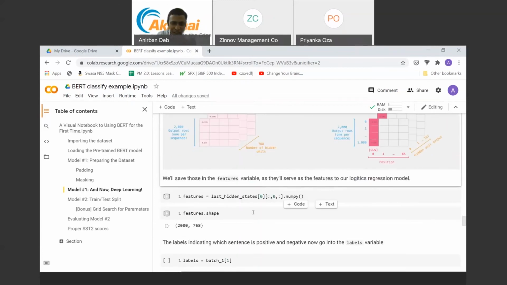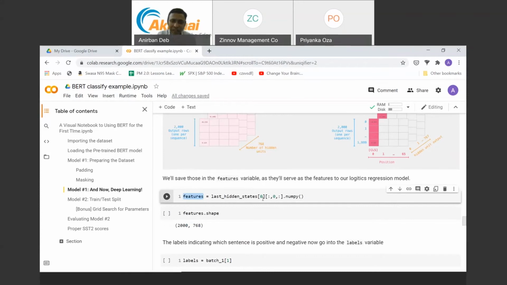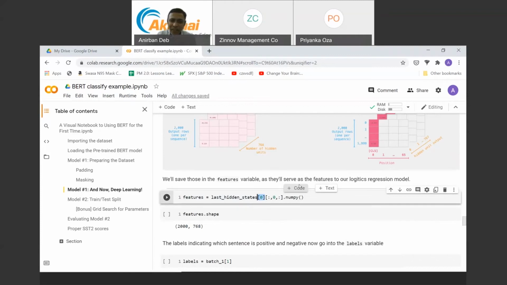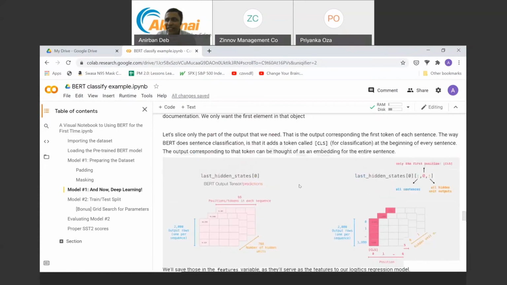What you can see is the shape of this. There are 2000 sentences and a 768 element vector that I got by taking this zero, because I need to read the hidden state, which is in the base model output object. If you Google it up in the Transformers library, the first element of that object will give you that. And then I want essentially this part, only the first position token. And I want it for all the sentences, and I want it for all hidden unit outputs.